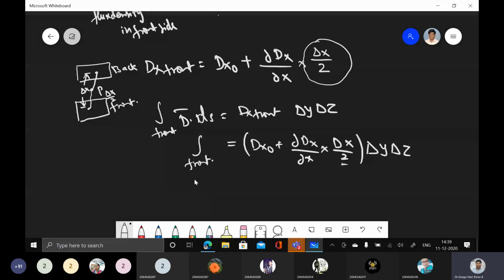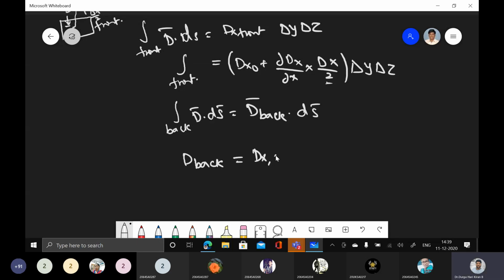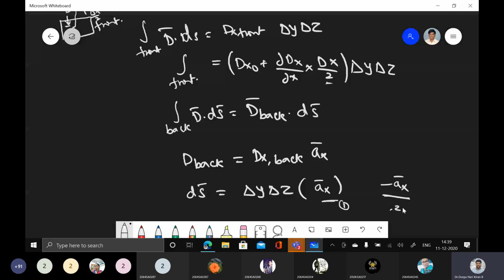Okay, what about the back side? If I consider the back side, then D back dot dS bar is equal to D back dot dS bar. So what about D back? D back is Dx comma back a_x bar. What about dS bar? dS bar is delta y delta z. Here what do I have to write, is it a_x bar or is it minus a_x bar? Which one do I have to write?